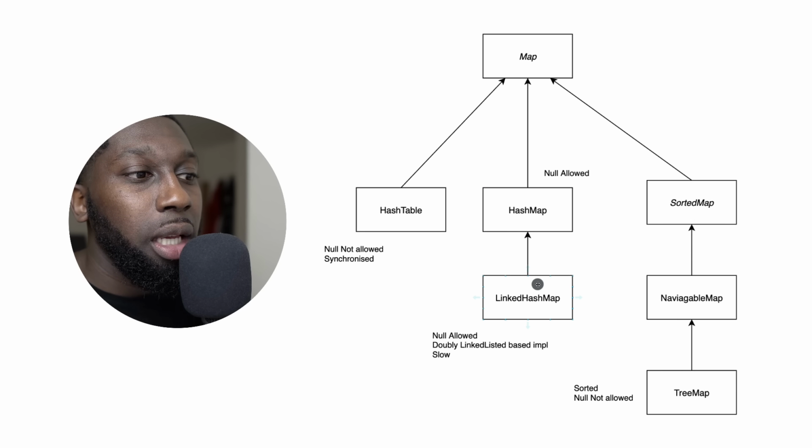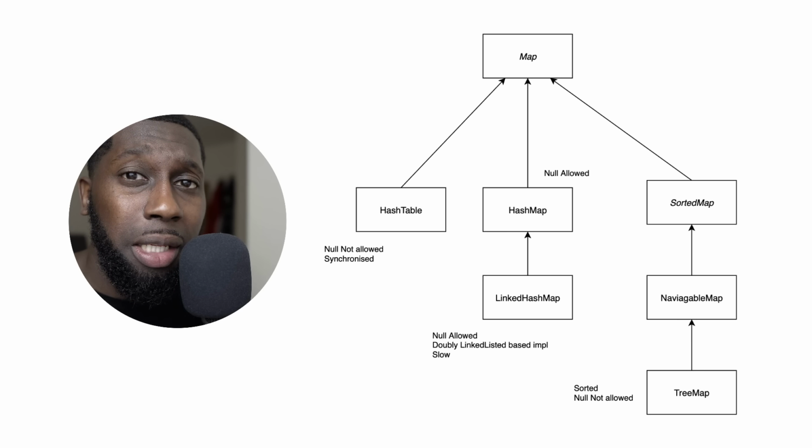And then obviously you've got the LinkedHashMap. So you've learned about linked lists. So basically it works based off a doubly linked list, which is a little bit slower. Then you've got the SortedMap right here, then the NavigableMap, which then you have the TreeMap, which basically is just a map which is sorted, and nulls are not allowed as well. So this is the general overview of the map implementations that Java offers.